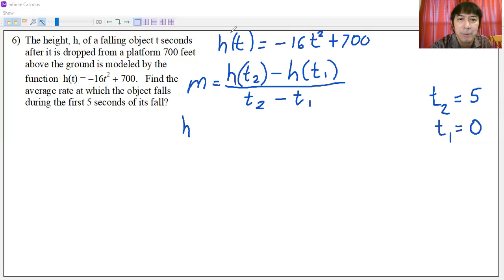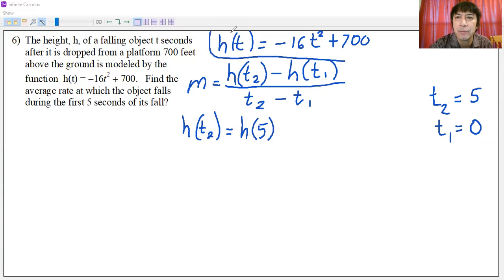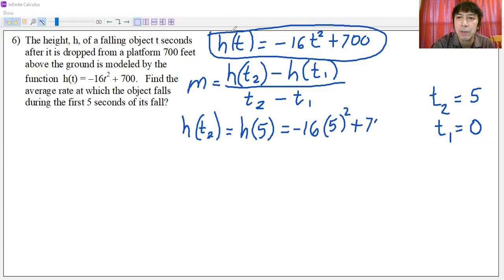We shall try to write everything in this small screen. So H of T2 will be H of 5. We're going to use this, of course. So this H of 5 is equal to negative 16 times 5 squared plus 700.